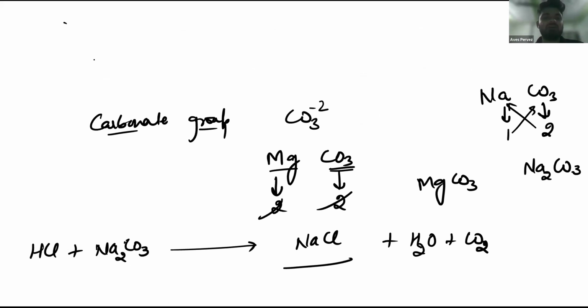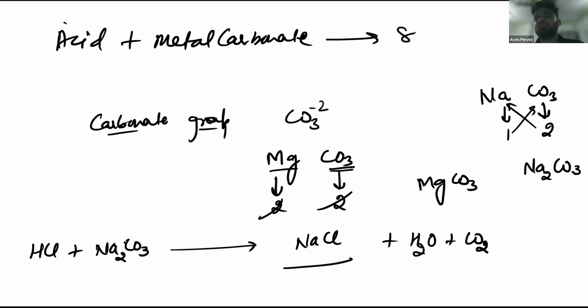Now the next property: acids when they react with metal carbonate, instead of metal oxide, give you salt plus water plus carbon dioxide. Sometimes the carbon dioxide may be written first and water after. The order is not fixed, we just need the plus sign.